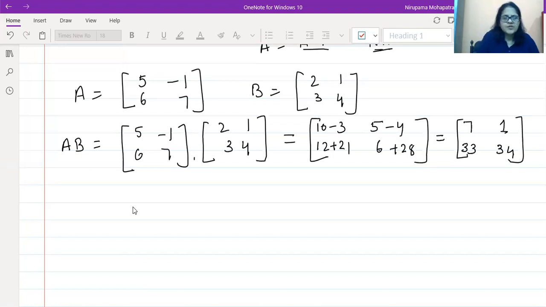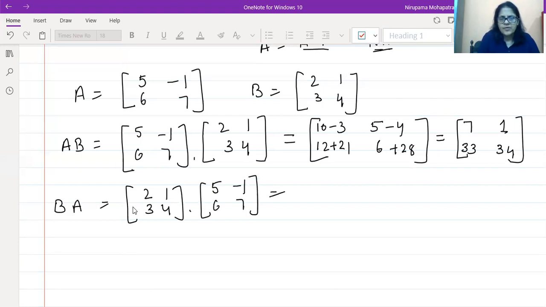Now let us check B into A. So B into A is [2, 1; 3, 4] into [5, -1; 6, 7]. Okay, so multiplication process we are familiar with. So here you see R1, C1. We will take the sum of the products of corresponding elements of the first row of the first matrix and the first column of the second matrix. So it is 10, then plus 6.